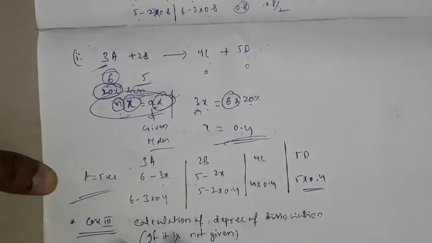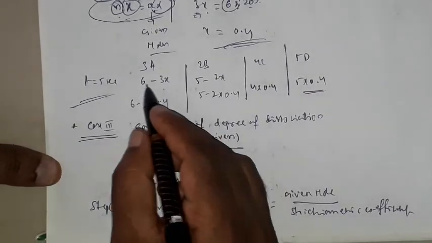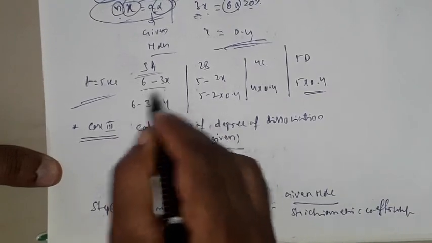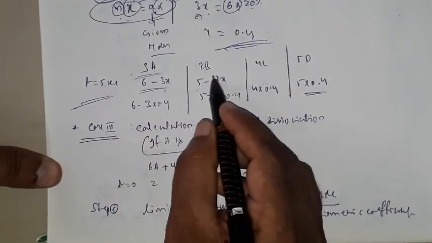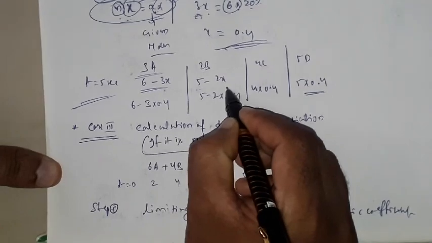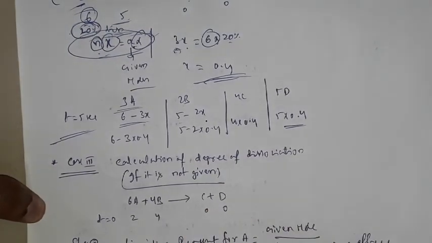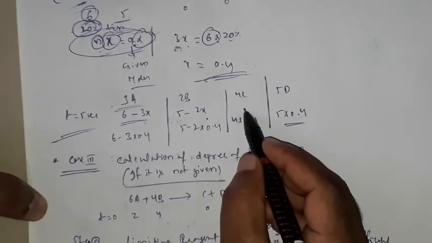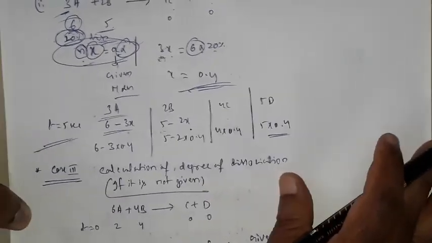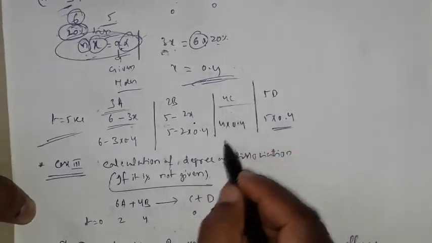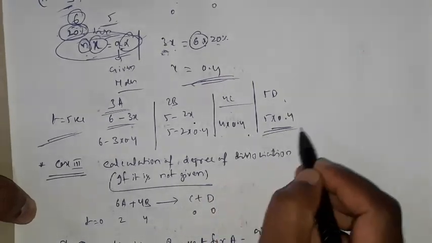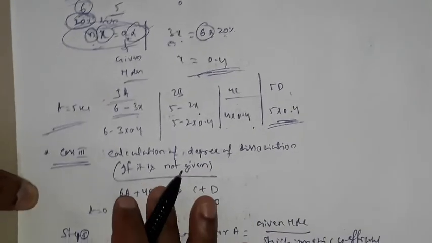Then after 5 seconds, the amount of A is 6 minus 3x, and the amount of B is 5 minus 2x, and the other values: C is 4 into 0.4, D is 5 into 0.4.